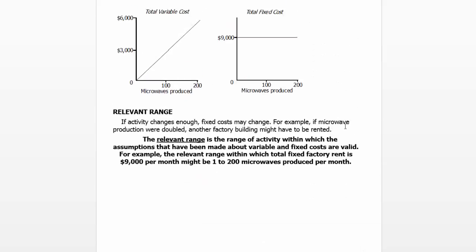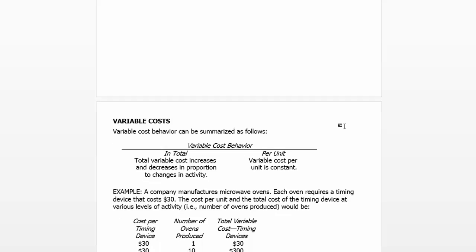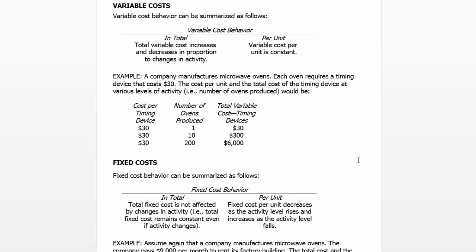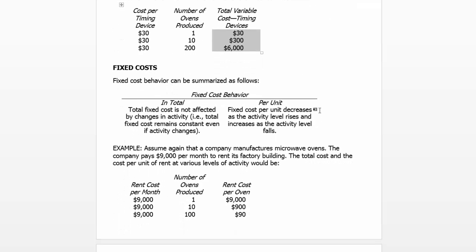There's also the concept of variable cost and fixed cost. Variable costs change in total. So the example that they give here is if you're going to make a microwave oven and want to put a timer in, then with one oven you'll spend $30 because the timer costs $30 a piece. But if you make 200 ovens at $30 a piece, that's $6,000. So the more ovens you produce, the more the costs go up. That's direct materials and direct labor. And variable overhead, by the way.